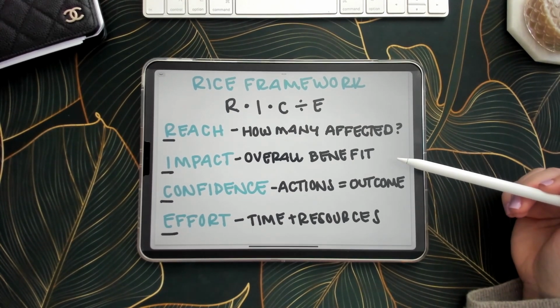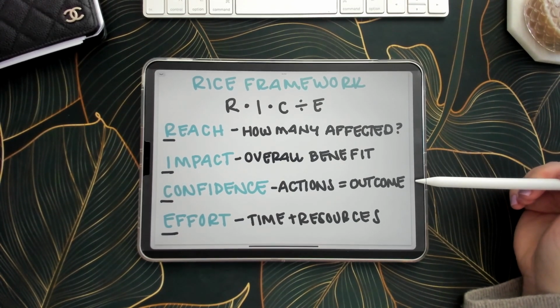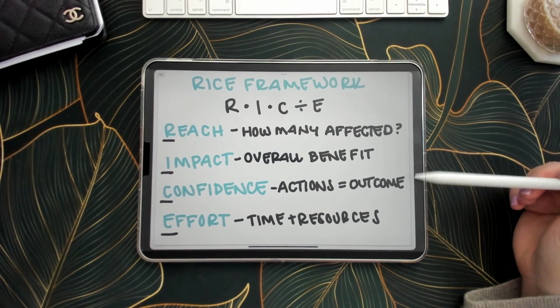I is impact. Assess the overall impact or benefit of the task. What will be the magnitude of the change or improvement resulting from the completion of the task or project? C is confidence. Estimate your confidence in the expected outcomes. How certain are you that the task will deliver the anticipated impact? This factor helps mitigate uncertainty in the prioritization process.